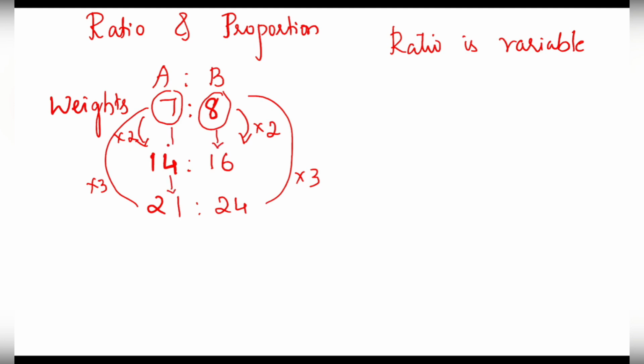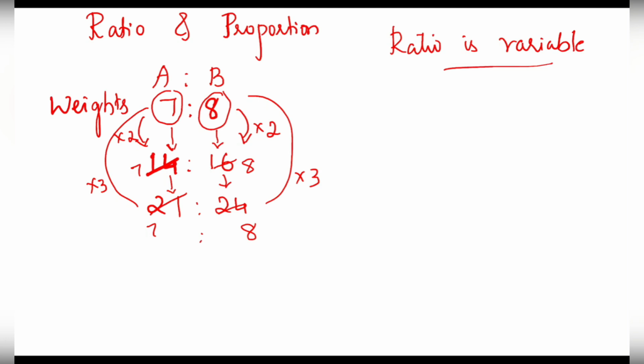Ratio is varying every time, but the value will remain the same. If I cancel here with 2, it is again 7 is to 8, and if I cancel here with 3, it is again 7 is to 8. The value will be same, but it can be variable. So that is, ratio is variable.